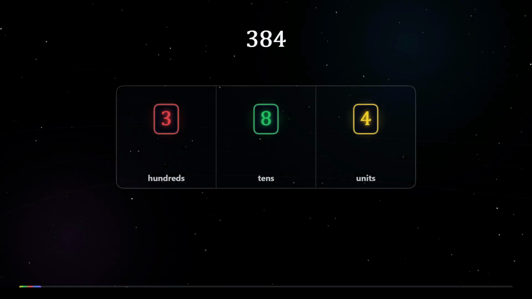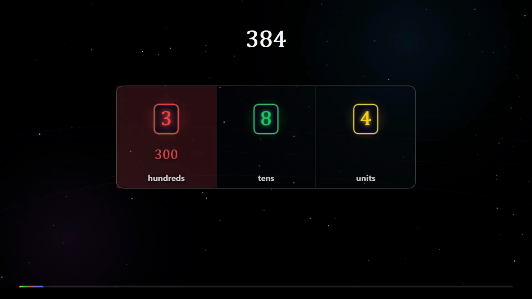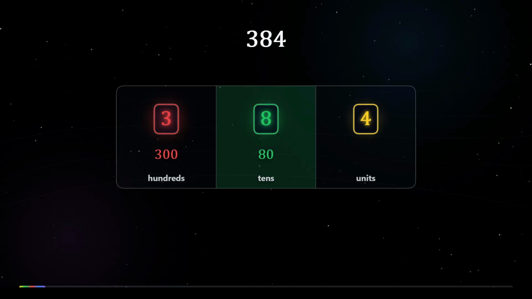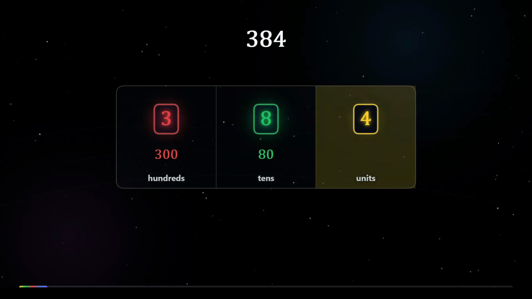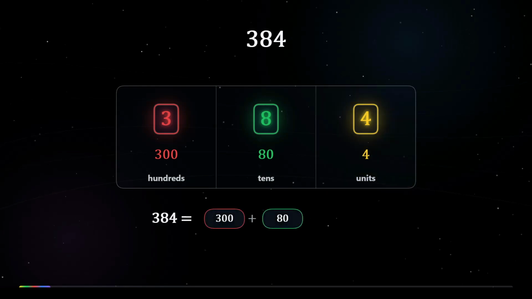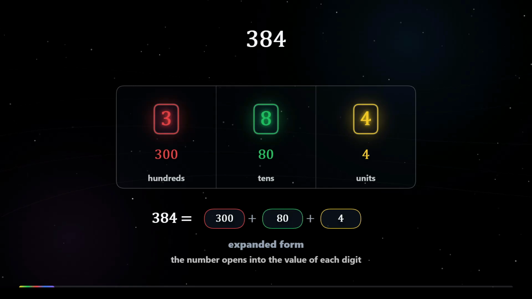On the place value mat, we have 3 columns: hundreds, tens, units. The digit 3 is in the hundreds place, so it is worth 300. The digit 8 is in the tens place, so it is worth 80. The digit 4 is in the units place, so it is worth 4. That means 384 is the same as 300 plus 80 plus 4. That is expanded form. Expanded form opens the number up and shows the value of each digit.